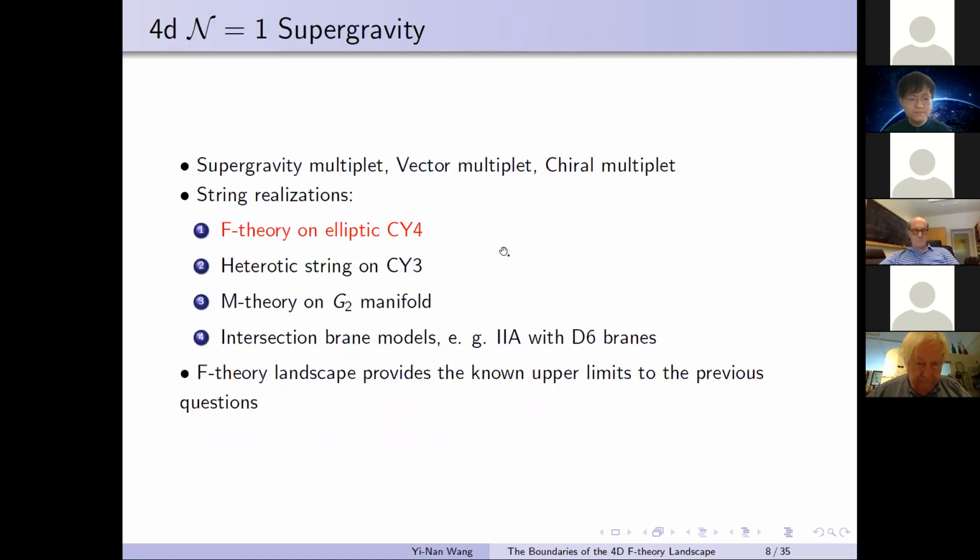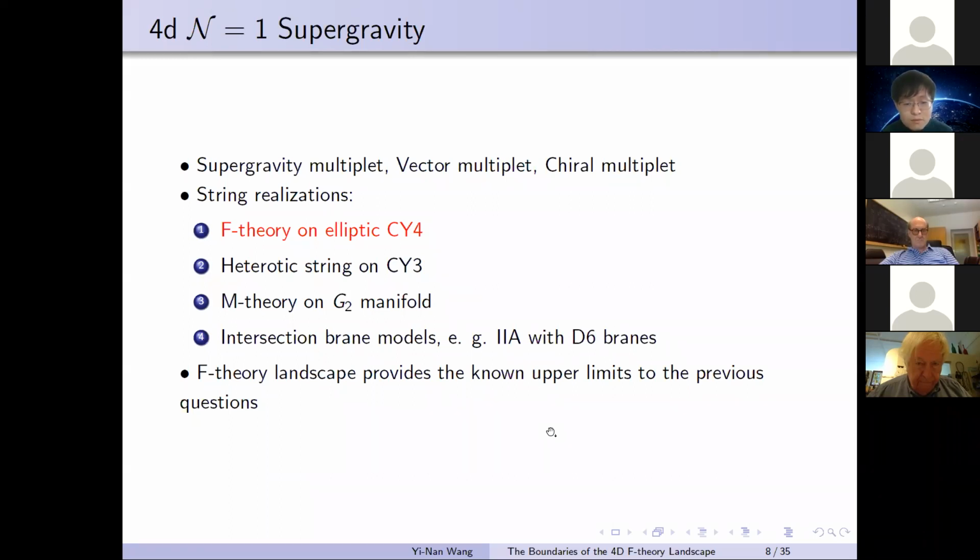In this talk, I'm going to mainly focus on the first class, which is F-theory on an elliptic Calabi-Yau fourfold. The reason is that it turns out this particular landscape provides the known upper bounds to all the previous questions about the maximum number of fields coupled to gravity. In this sense, you may interpret it that F-theory is probably the largest among all the string landscapes. Although we know, of course, F-theory is not everything, and there exist, for example, heterotic string compactifications that cannot be described by F-theory.